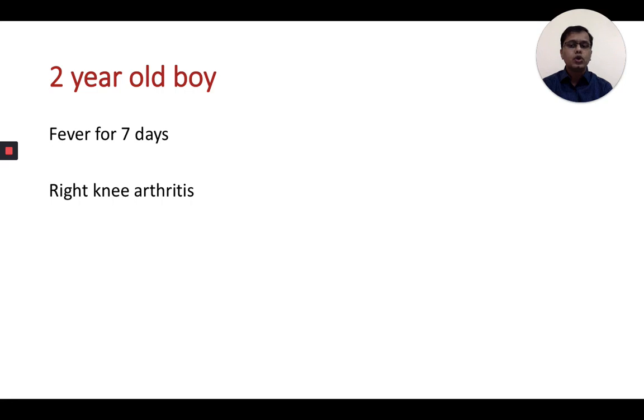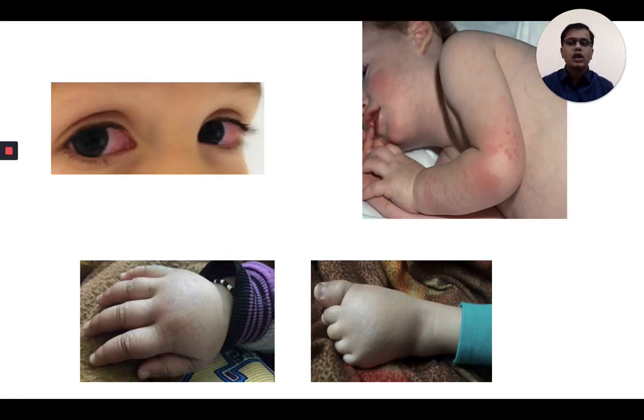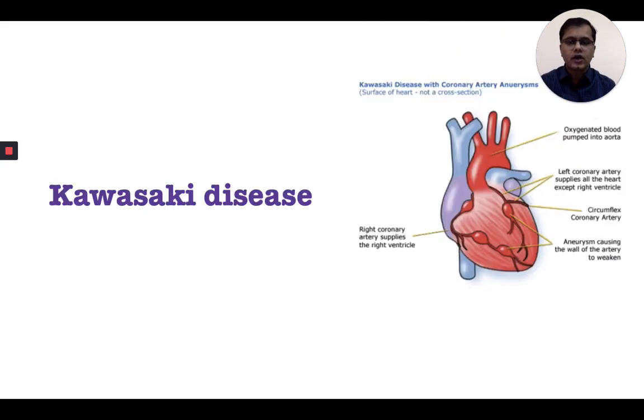Second case: a 2-year-old boy presented to us with fever for 7 days and right knee arthritis. We thought this is probably septic arthritis because a single joint was affected. But then this child had red eyes, conjunctival injection with no discharge, a diffuse maculopapular rash, and extremity edema, non-pitting edema of the extremity. The inflammatory parameters were elevated. This child was diagnosed to have Kawasaki disease. Children with Kawasaki disease can present with acute arthritis and they are at risk of coronary aneurysms. One must diagnose them in time.